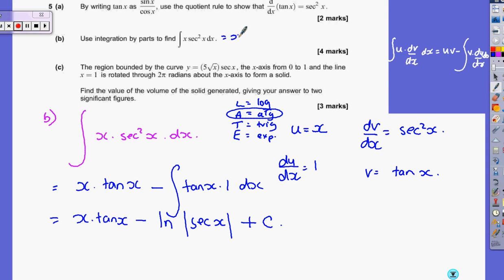So equals x tan x minus ln sec x plus c.